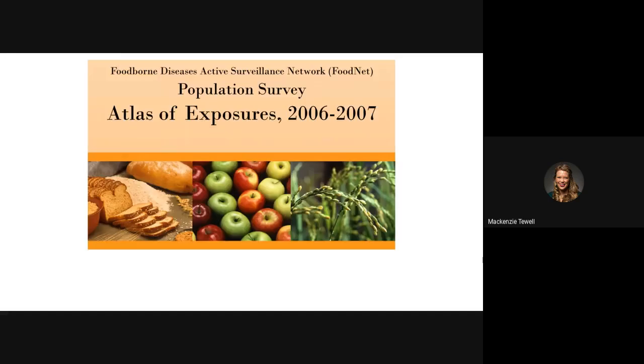But then we have to find out what our background rate is. What percentage of the population would we expect to have exposure to ice cream or shrimp or potato chips during a given time frame? So an easy resource is the FoodNet Population Survey Atlas of Exposures, which is seen here.